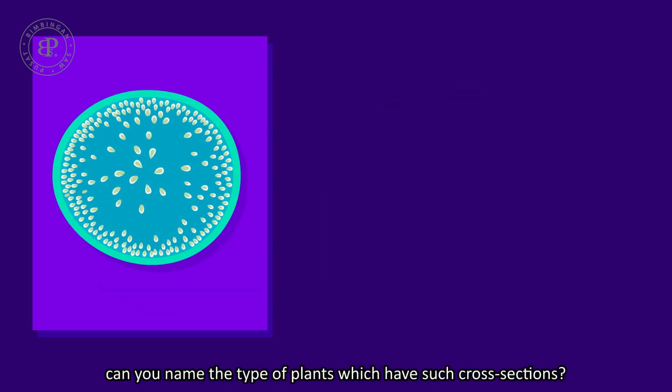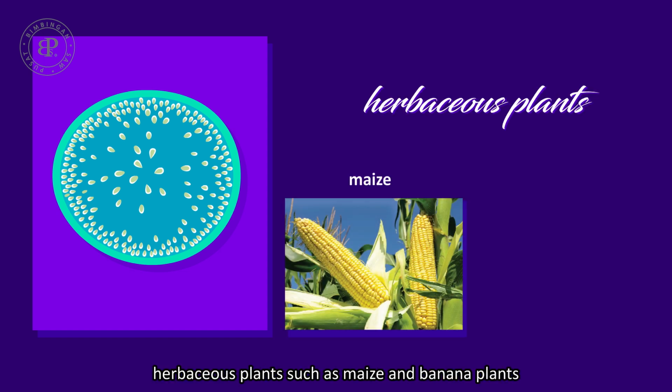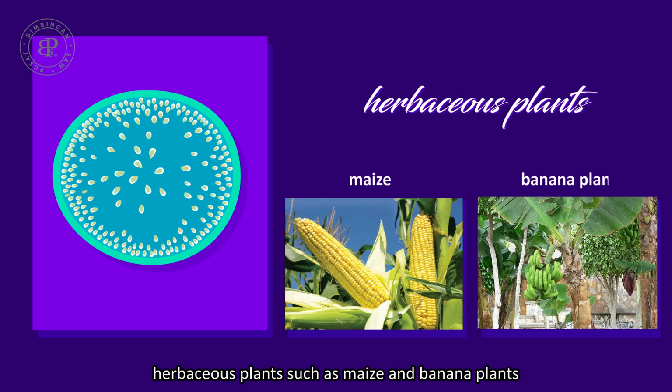What about this picture? Can you name the type of plants which have such cross-sections? Based on the picture, herbaceous plants such as maize and banana plants have such cross-sections.